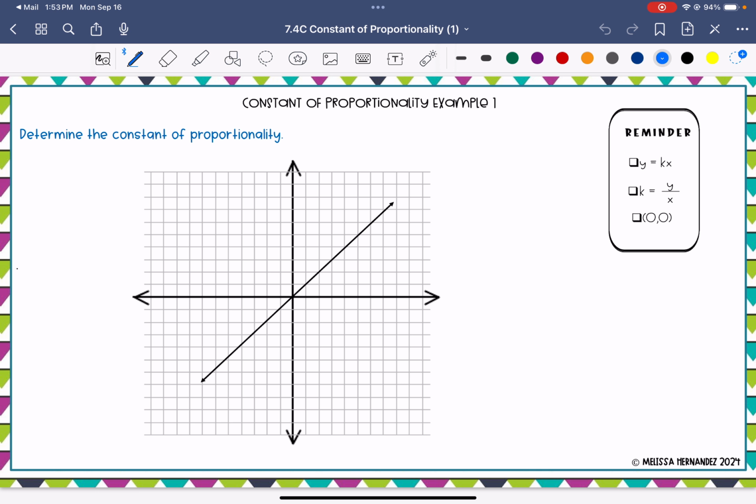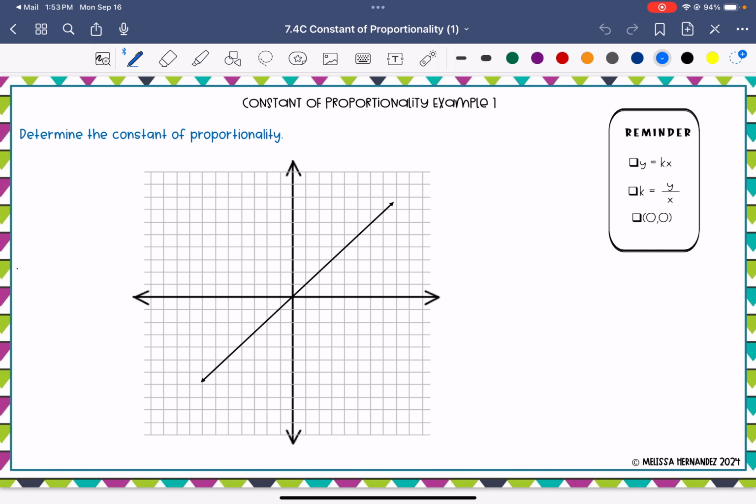You have your X and then you have your Y. So X was independent and Y was dependent. This is what you learned in 6th grade. K is what you multiply X with to get your Y value. That's how I would look at an equation. To solve for K is just Y over X.